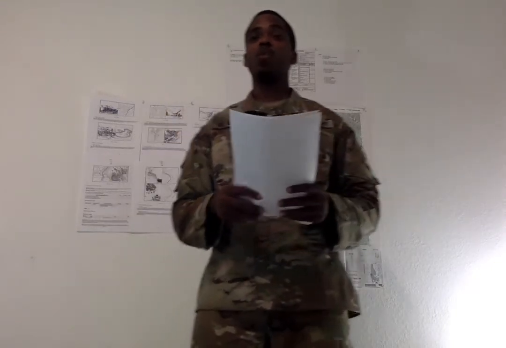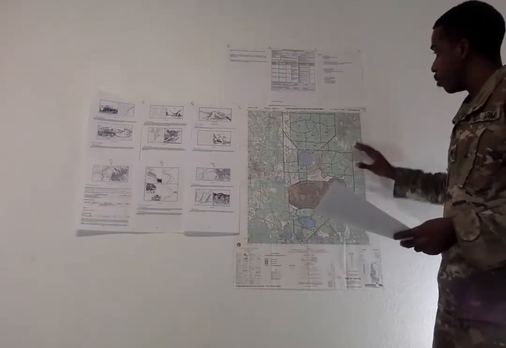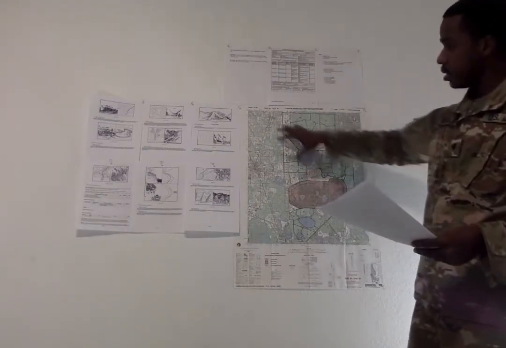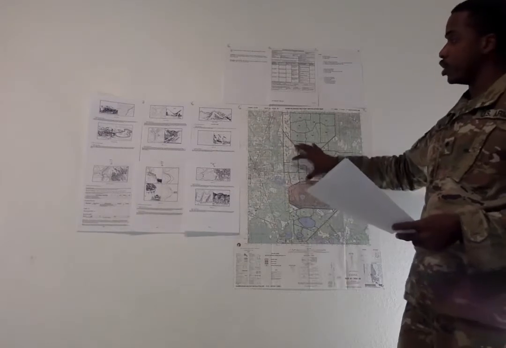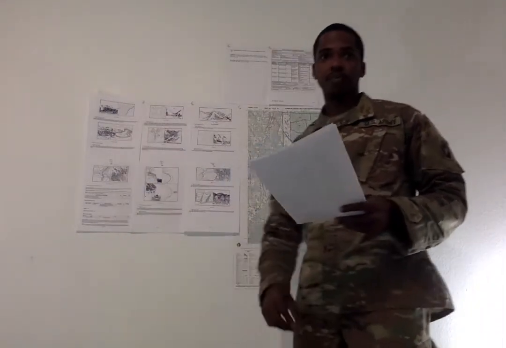A draw is represented on a military map with also a U or V-shaped contour lines pointing towards the high ground. So again, we come to a map and we see these lines on our map and we try to match it with the lines in our diagram.